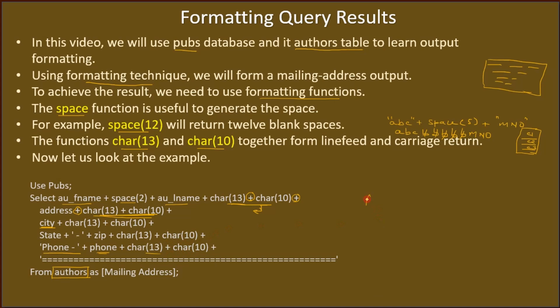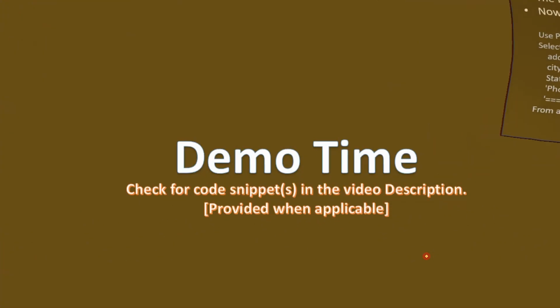So this query will produce output in multiple lines. Here you see first line, second, third, fourth, fifth. So there are 5 lines of output printed for one record, and after that we have a separator, and then the next result gets printed. Likewise, here we are printing the content in the form of a mailing address. Now let's go to the demo and see how it works.